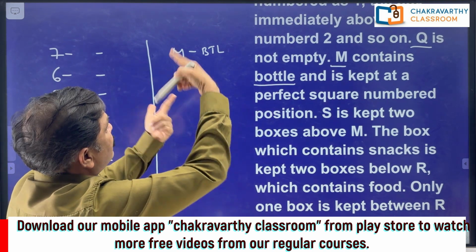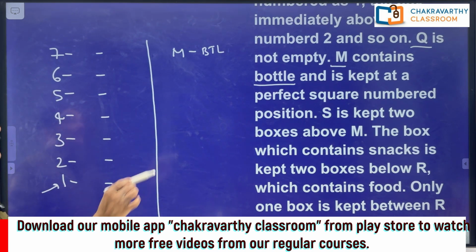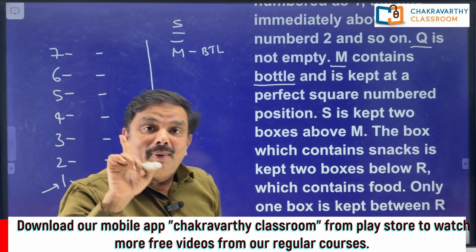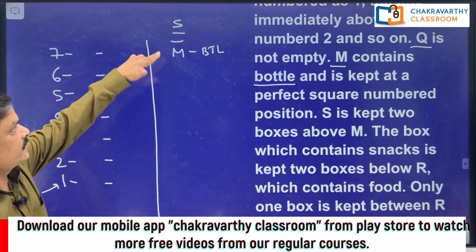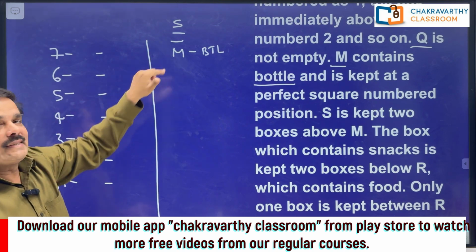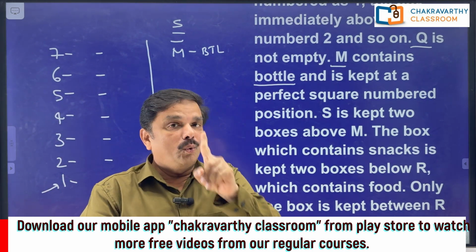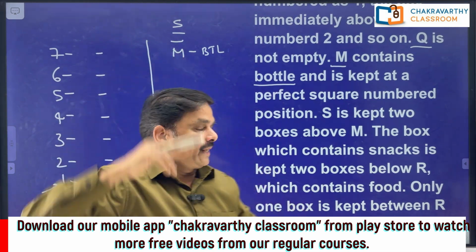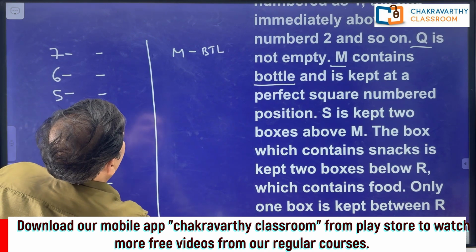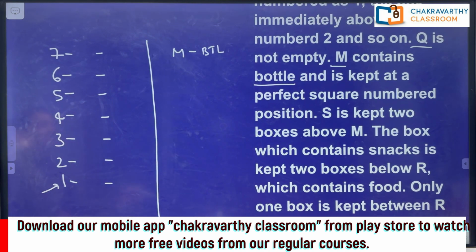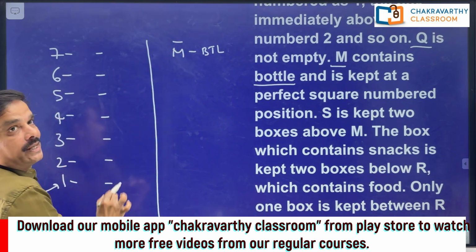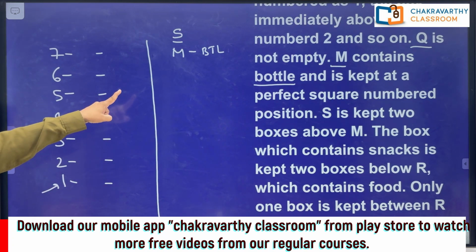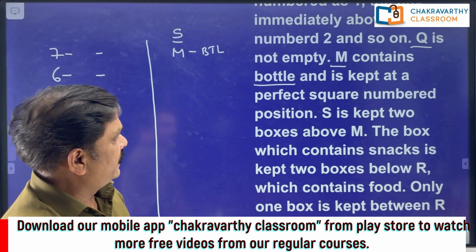S is kept 2 boxes above M. 2 boxes above M means 1, 2, and this is S. Don't take like that. That's a blunder in reasoning. Two boxes above M means between S and M, two boxes won't come, only one box will come. Above M, two boxes, that means second box above M. Just take this one out. Now here S kept two boxes above means this is one box and the next box is S. This is the meaning of the information. Don't get confused. Now go for the next information here.